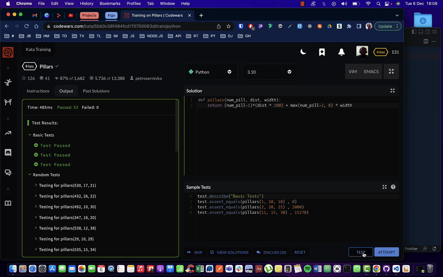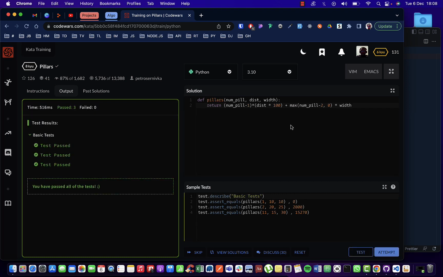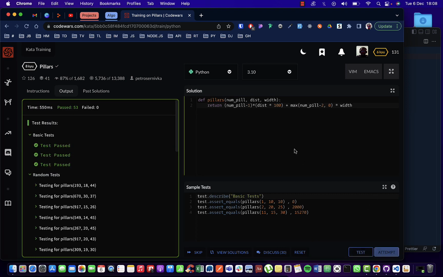So let's test, and that passes, and attempt, and that passes. So that is basically how to solve this challenge.